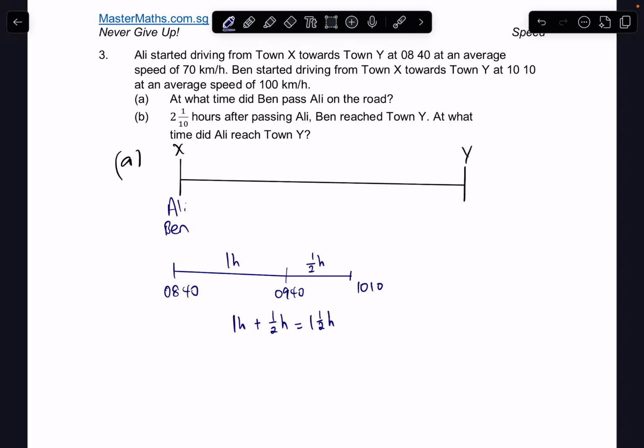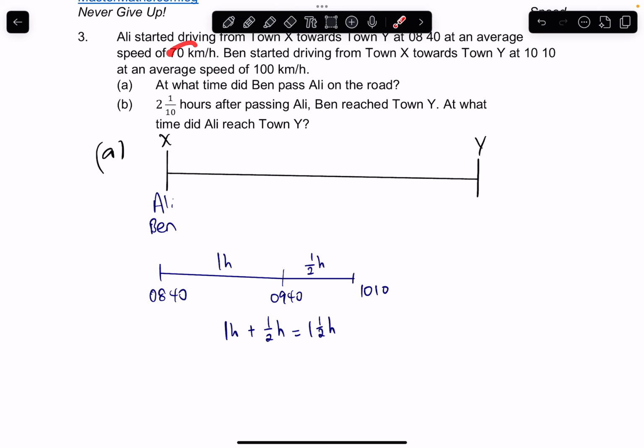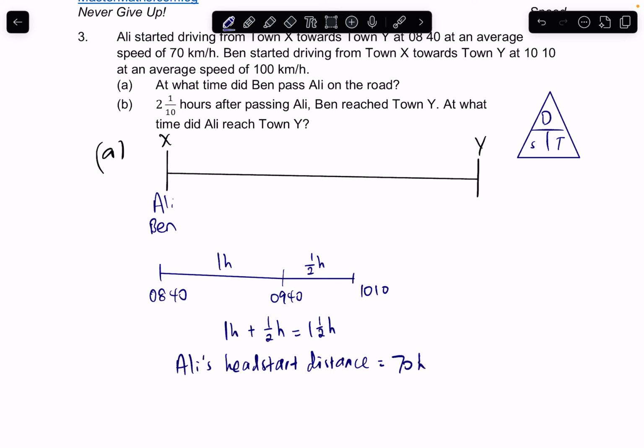Now, Ali moves at 70 kilometers per hour for 1.5 hours. So let's see what's Ali's head start distance. Again, we use DST to help us out. We have the distance at the top, speed and time. Distance is speed times time. So Ali is moving at 70 km per hour for 1.5 hours. We multiply this, and we'll get 105 kilometers.